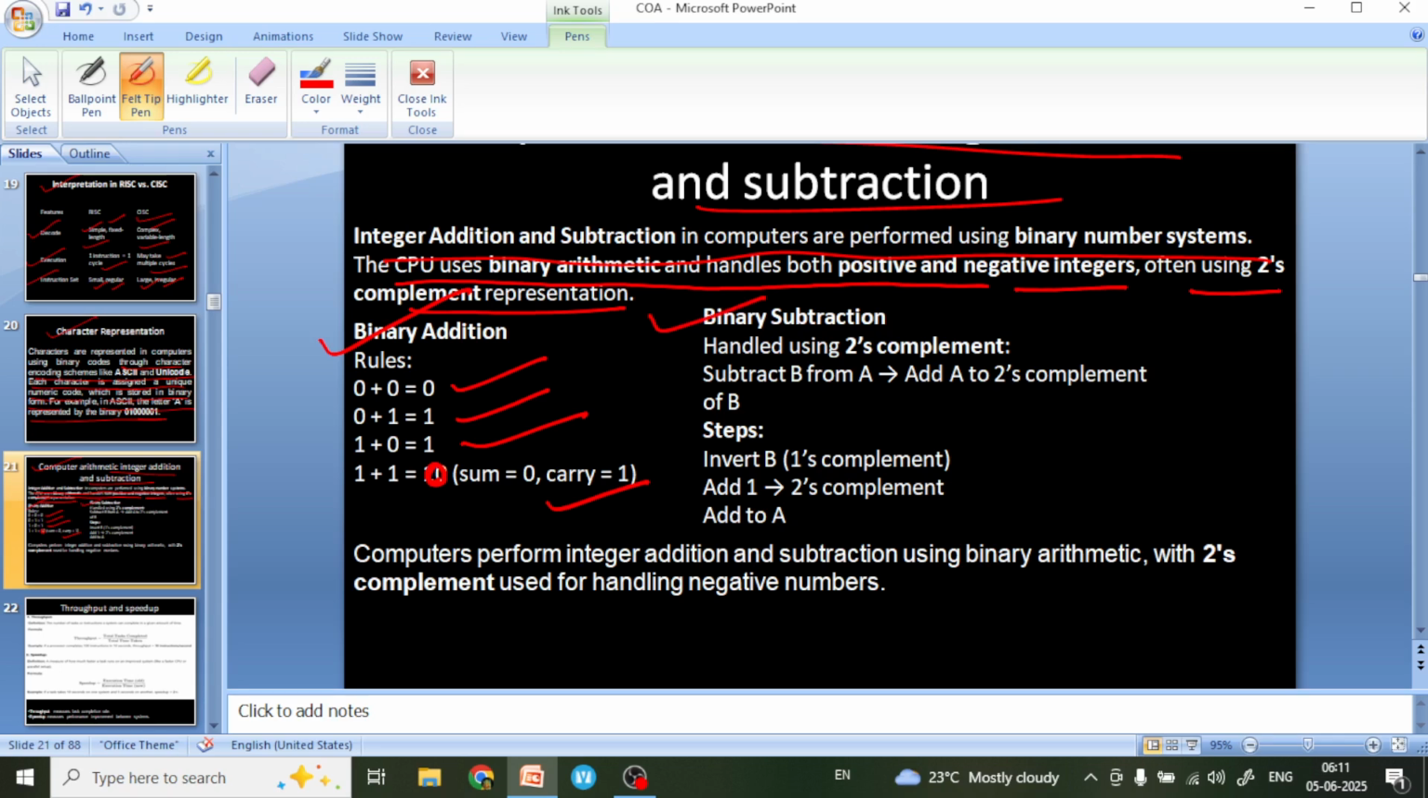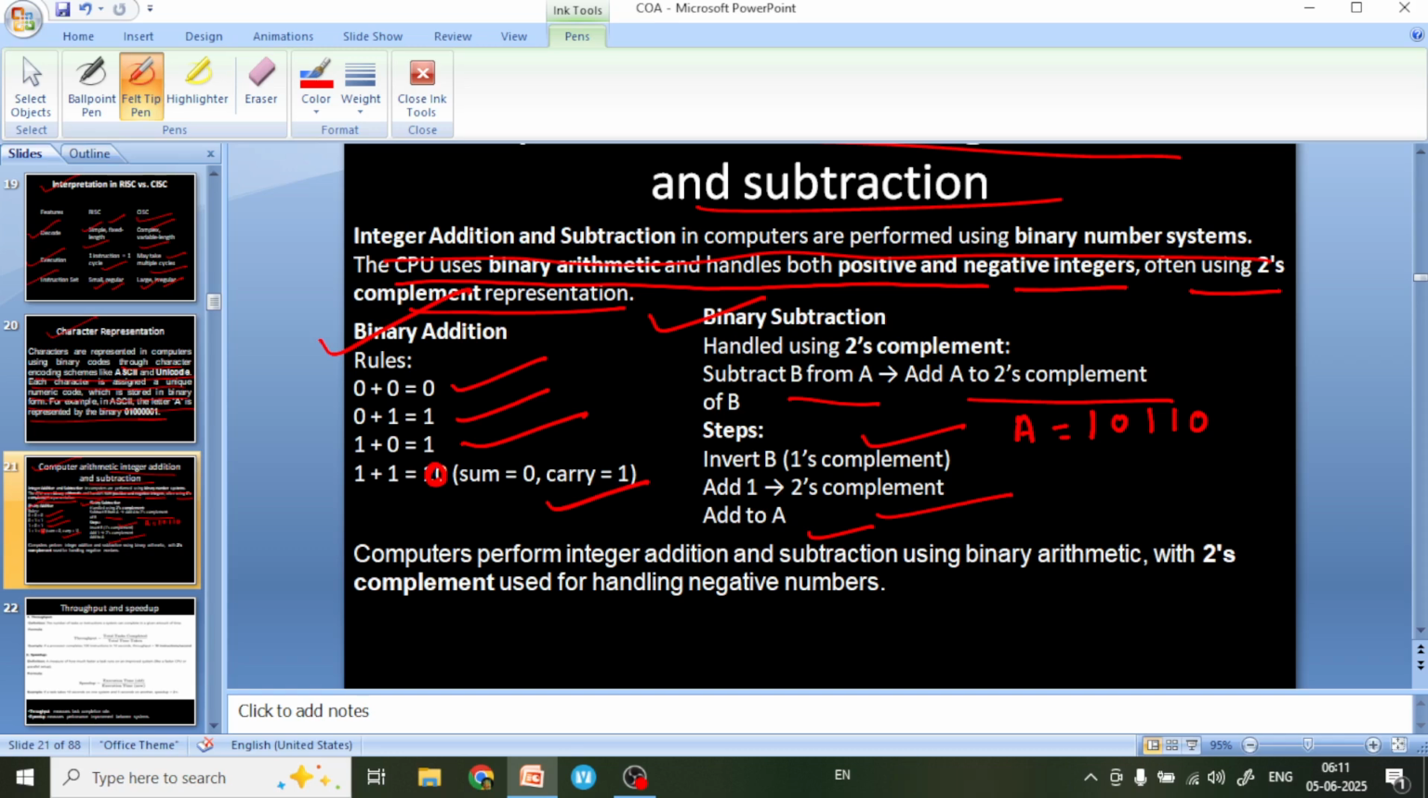In binary subtraction, it is handled using 2's complement. To subtract B from A, add the 2's complement of B to A. First of all, invert B to get the 1's complement, then add 1, that is the 2's complement, and add it to A. For example, we are given 10110. This is the value, and we have to find the 2's complement.